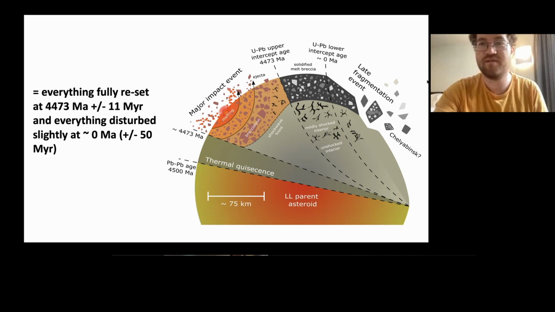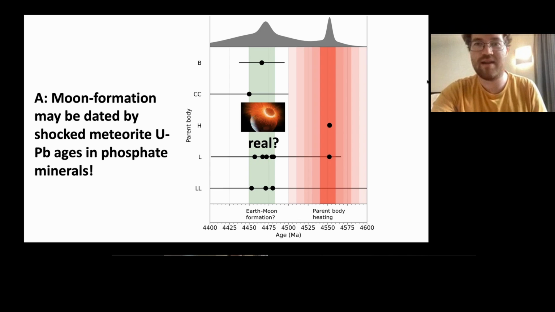hurtled towards the Earth. And now for the final slide, I want to go back to the big picture and ask, with our new confidence in what meteorite phosphate uranium-lead ages actually mean, do we bolster or diminish the idea of tracing dynamical events with meteorites? From my data, I would say we can have renewed confidence that upper intercept ages younger than the end of parent body heating on asteroids do reliably record intense collisional reheating, or at least they do in Chelyabinsk.